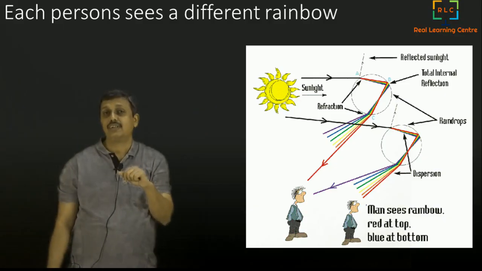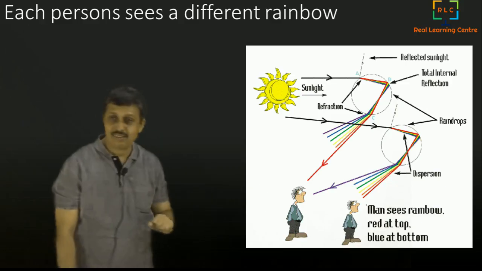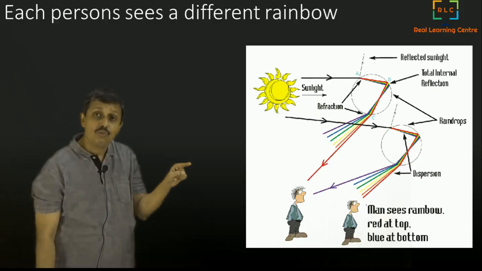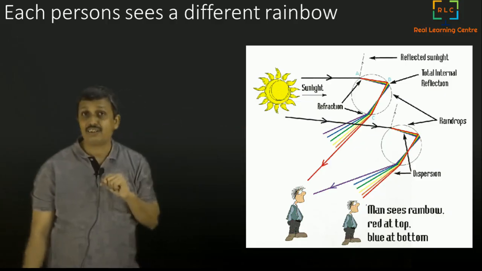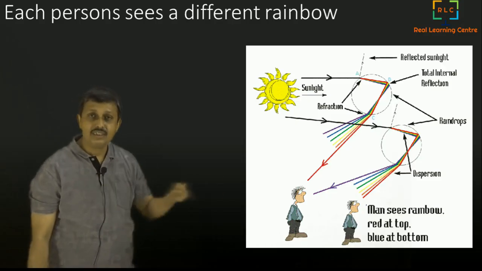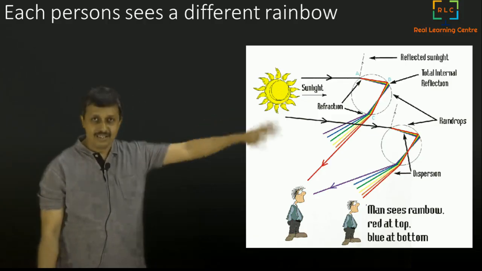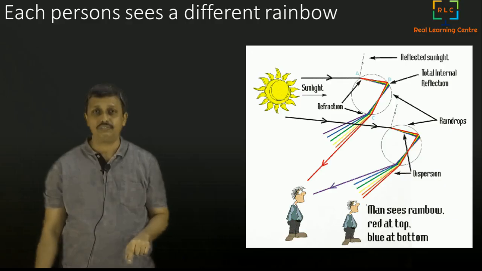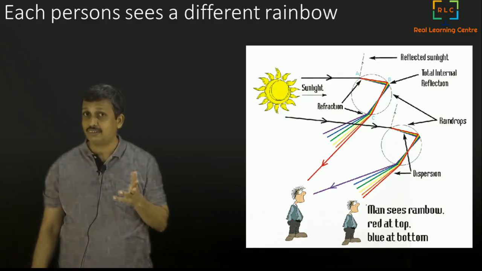And hence red you can see on the top. What is surprising also is that a person who is standing somewhere else can see that. He is seeing the red of the drop for which you are seeing the violet. So he sees the violet of the next drop below that. So he actually is seeing a different rainbow than what you are seeing. So that is how rainbow works.